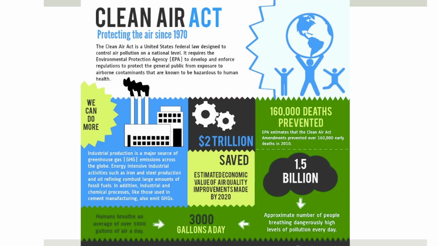So in 1970, the Clean Air Act was put into place to try and control air pollution on a national level. The goal was to enforce regulations overall to help prevent the general public from becoming harmed by the different air pollutants. So this really does a lot to prevent different air pollutants and save lives. It's believed that there are 1.5 billion people breathing dangerously high levels of pollution every day in the world. The EPA estimates that 160,000 deaths were prevented since the Clean Air Act amendments were put in place, and that was in 2010. So the Clean Air Act, which we'll look at in a little more detail, has done a lot, but of course there's always more that can be done.